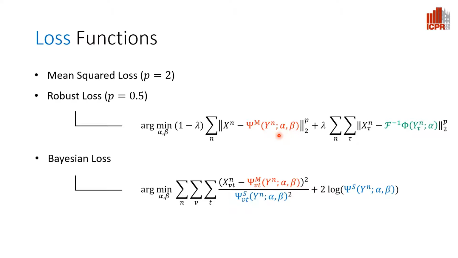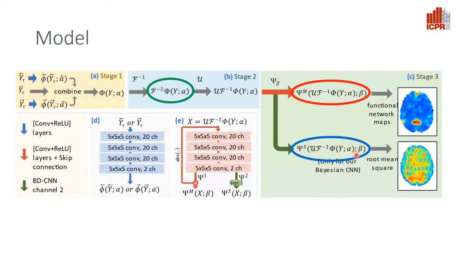The third one is the Bayesian loss, which is derived when we assume different variance for each voxel and time point in the image. The red and blue term here are the mean and standard deviation estimates that we discussed earlier. The green term, however, is an intermediate term which is shown here. We found that an intermediate loss term greatly increases the training time. The ground truth for this intermediate term is simply obtained by subsampling the original image in time.